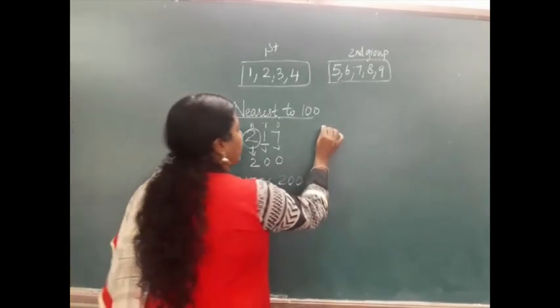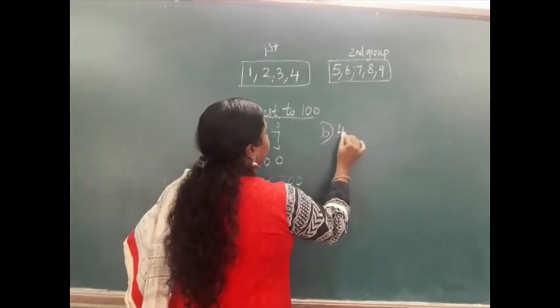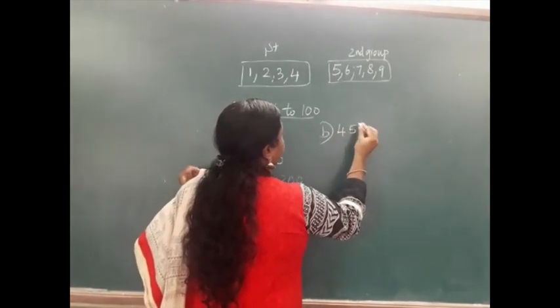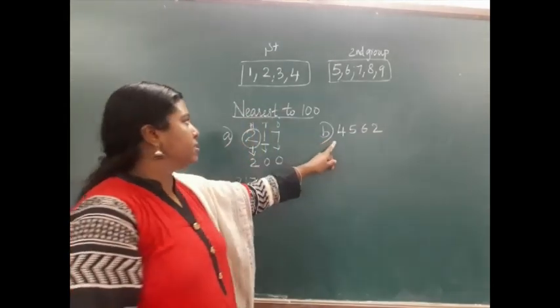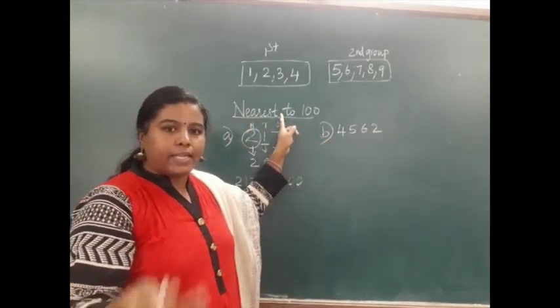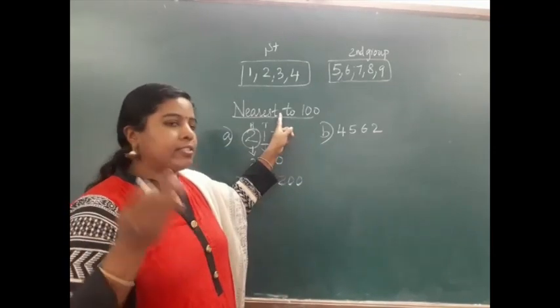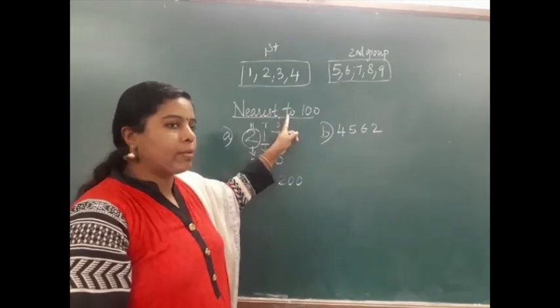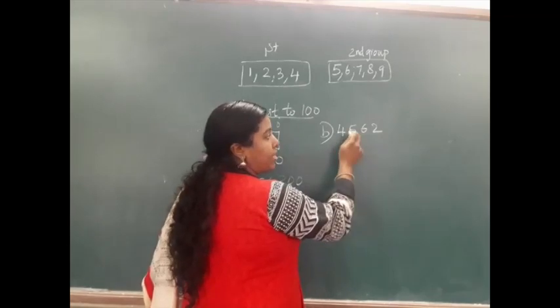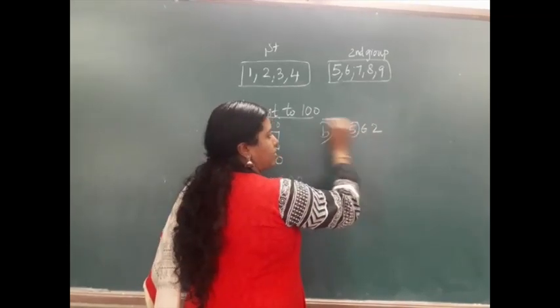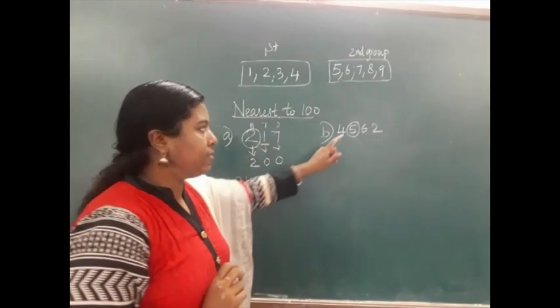Now let's see one more example. I have written a number 4562. We have to round this number to the nearest 100. So again I will repeat the steps. Circle the digit in the given place. Here the given place is 100, so we have to circle the digit in the 100 place. I have circled here the digit 5.